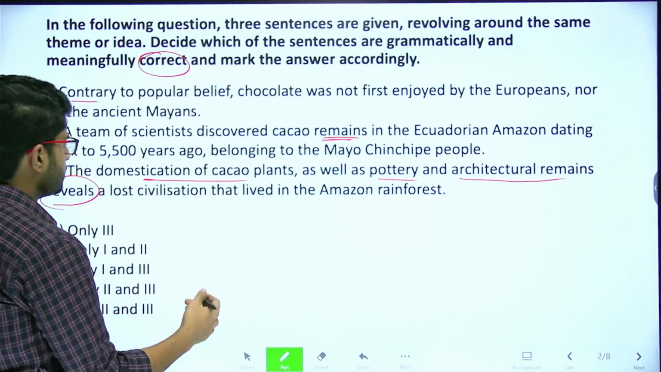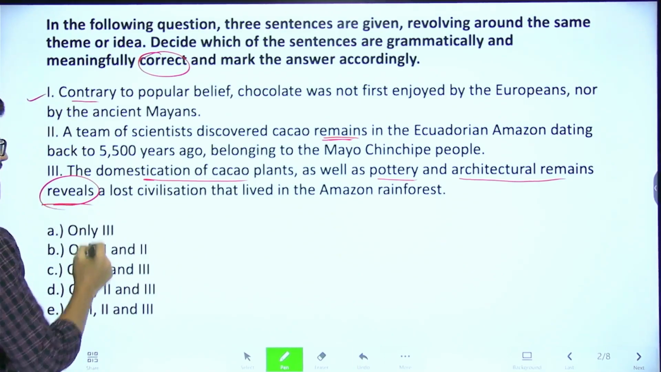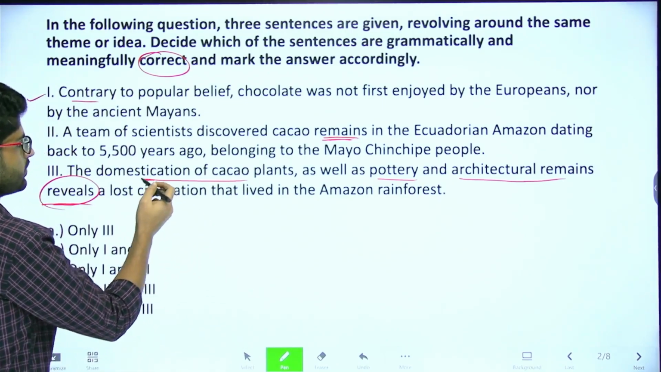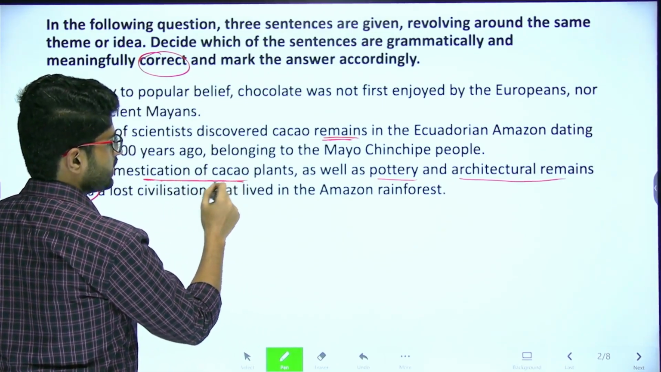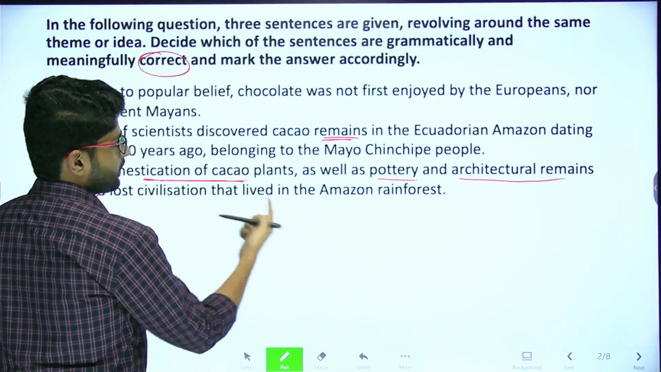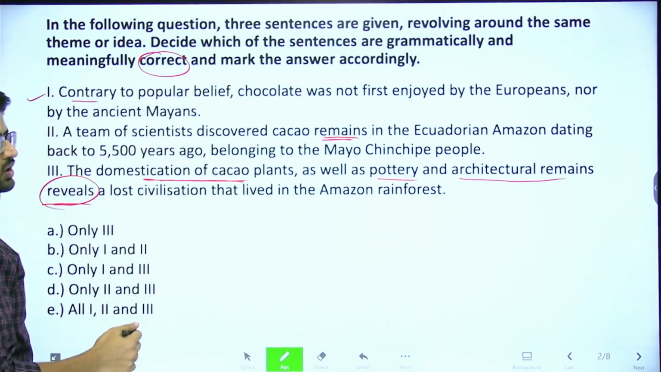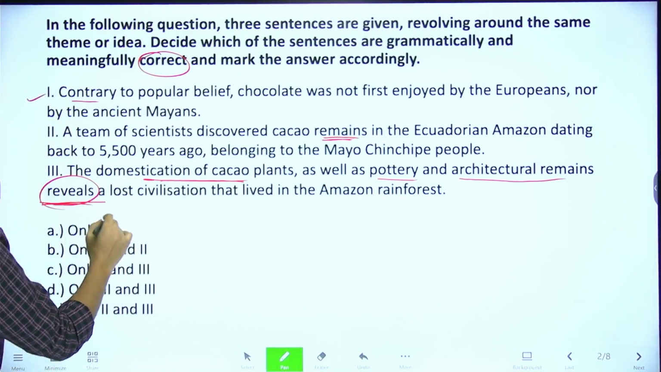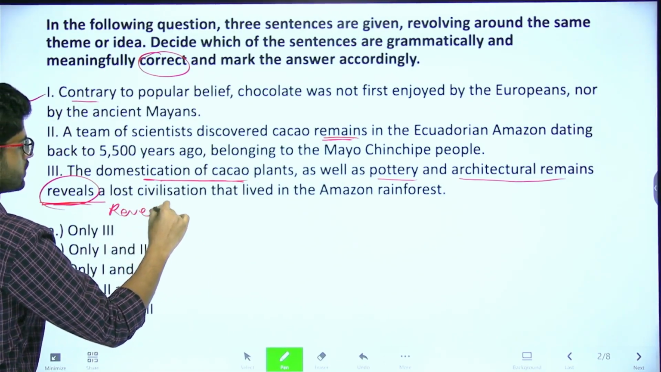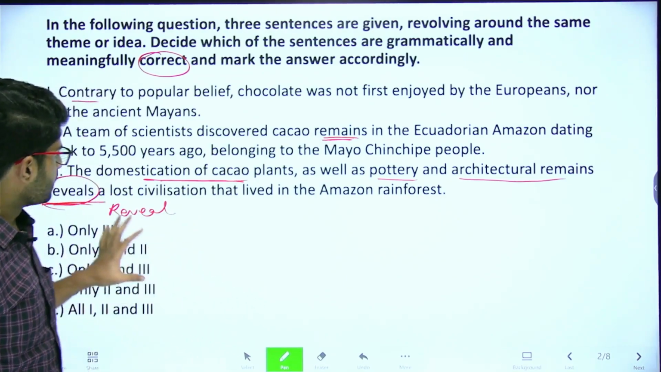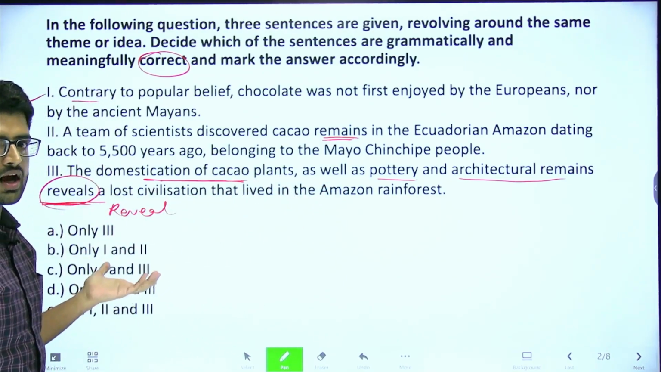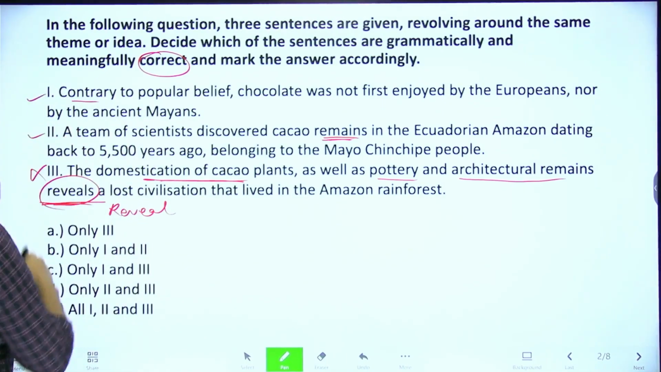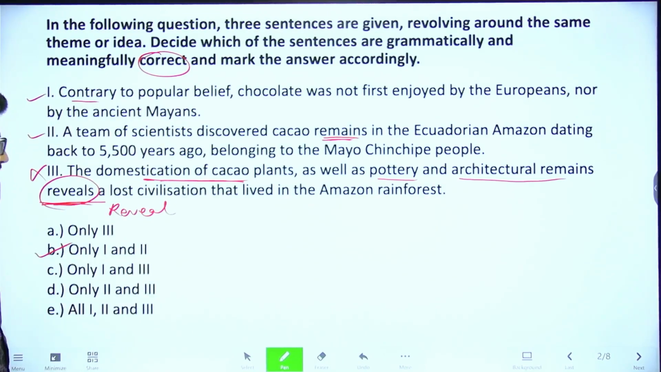ये क्या reveal करते हैं? So reveals will be used with a singular subject, whereas यहाँ पर क्या है? यहाँ पर subject क्या है? यहाँ पर more than one subject. There are more than one subjects. Cacao plants, as well as pottery and architectural remains. So there are 3 subjects. So यहाँ पे क्या होगा? Reveals नहीं होगा, it should be reveal. Why reveal? Because plural subject के साथ we will have to use a plural verb. So that means 3 is incorrect, 1 and 2 are correct. So our answer should be B, 1 and 2.